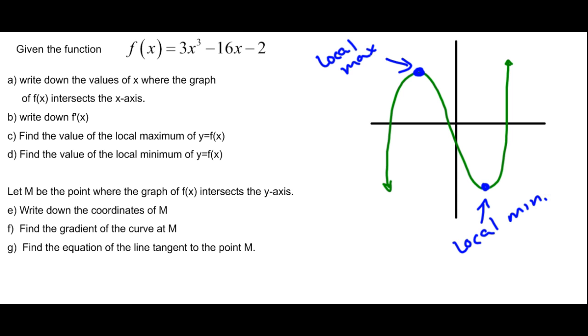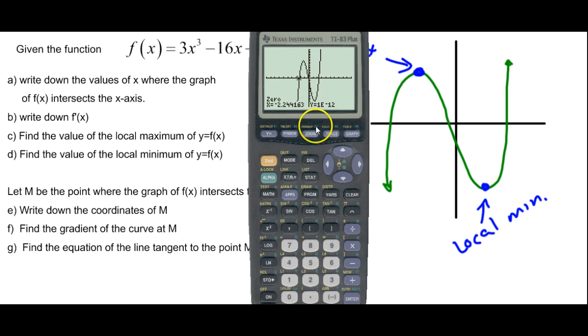And how do we find that? Using the calculator, right? So let's do this real quick. Second trace, we're going to find the maximum first, all right? The maximum is on this point right here, so the left bound would be somewhere right here, doesn't matter. The right bound is somewhere right here.